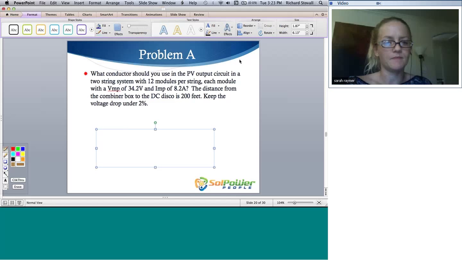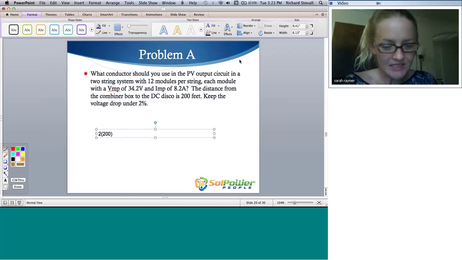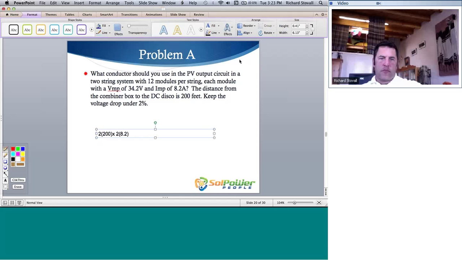Okay, 2 times the distance. The distance is 200 feet. And we're going to multiply that by the IMP, which, we can see up here, is 8.2, but we have 2 strings, which means that our amps are going to add because those are going to be in parallel. So we've got 2 times the amps.